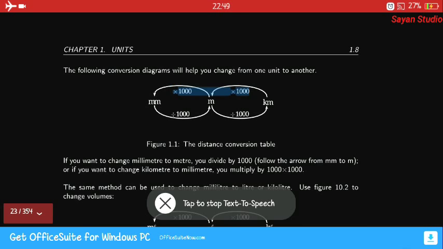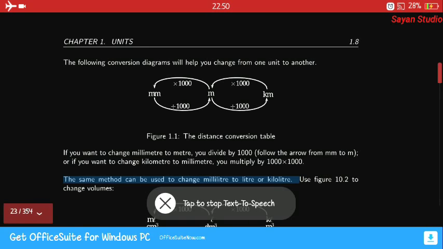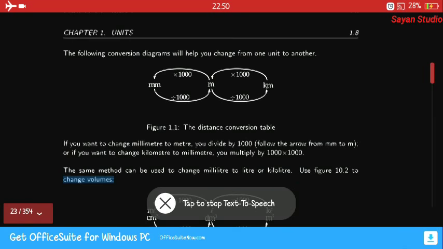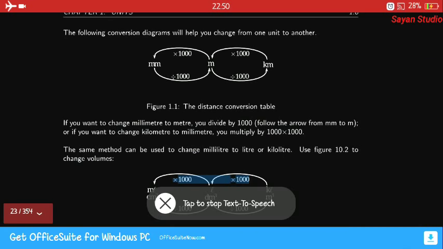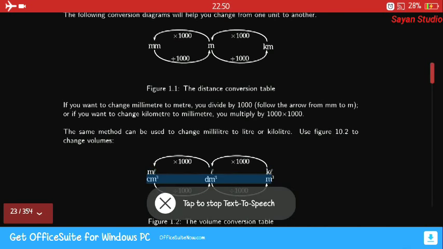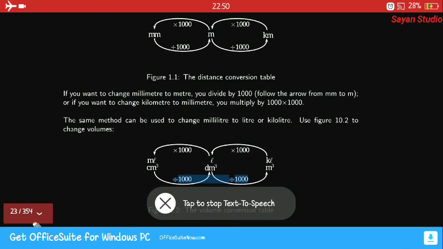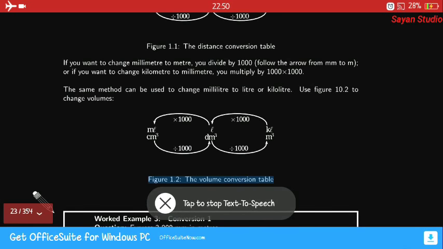Figure 1.1, the distance conversion table: multiply by 1000, divide by 1000, between km and m and mm. If you want to change millimeters to meters, you divide by 1000, following the arrow. Or if you want to change kilometers to millimeters, you multiply by 1000 × 1000. The same method can be used to change milliliters to liters or kiloliters. Use Figure 1.2, the volume conversion table.